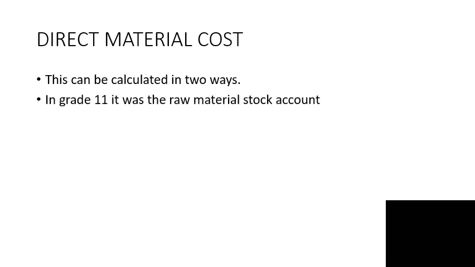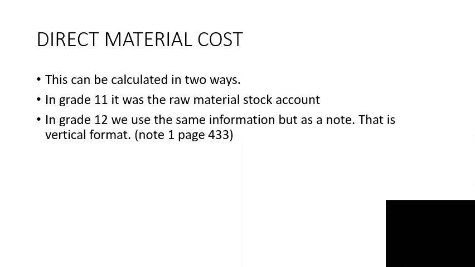Let us look now at direct material cost, how this one is calculated. We calculate direct material costs in two ways. We are referring to note 1. You will remember from grade 11 that the same information was recorded in the raw material stock account, where you had a ledger, the debit and the credit. Now in grade 12 we are not doing this calculation in the form of a ledger account. We are doing it in the form of a note. The difference is in the presentation.